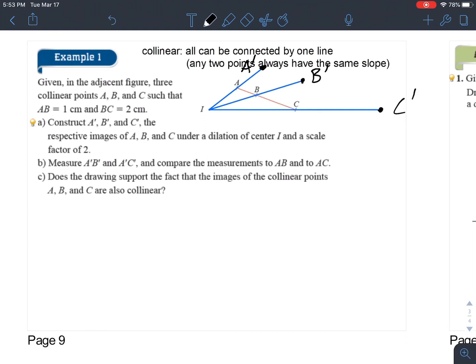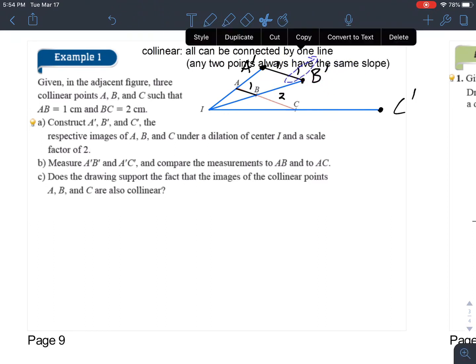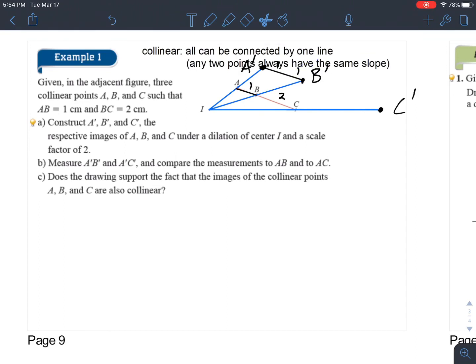So the second part: measure A prime, B prime, and then A prime, C prime, and we're supposed to compare it to the measures of AB and AC. Well, we were told originally that AB was going to be 1, and we were told that BC was going to be 2. So what I'm going to do, once again, is cheat a little bit. I'm going to use this to measure. And if we can get an even number of those to fit inside, there's one, there's a second one, and how about that? It turns out that the length A prime, B prime ends up being twice as long as AB.